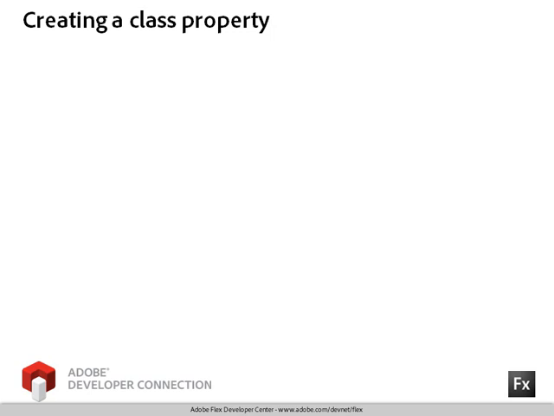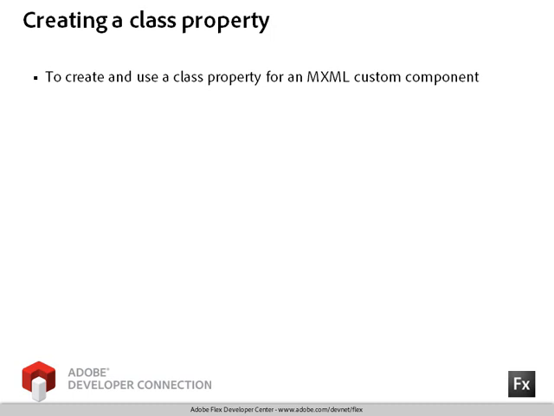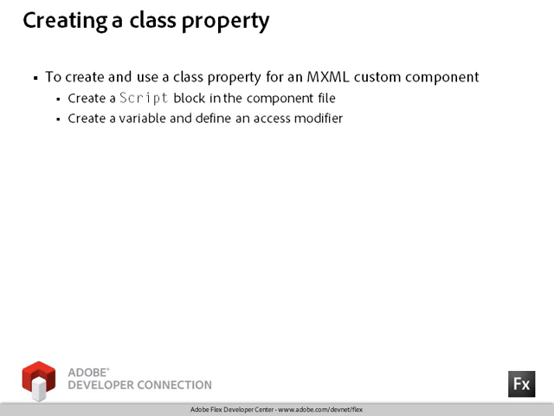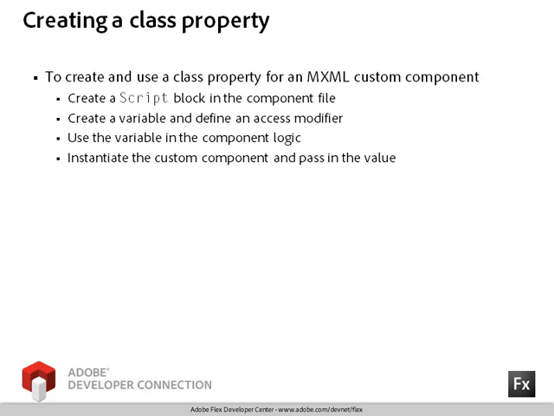Now I need to update the custom component to display different information for two different employees. To create and use a class property in an MXML custom component, you must first create a script tag set in the MXML component file for your ActionScript code. You will also need to define the class property as a variable with an access modifier and, of course, use the property as appropriate to the task. Lastly, you must pass in a value for that property from the instantiation of the custom component.